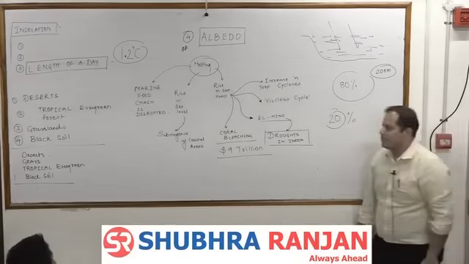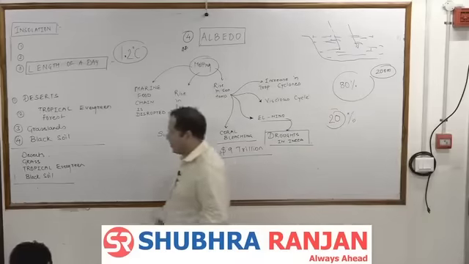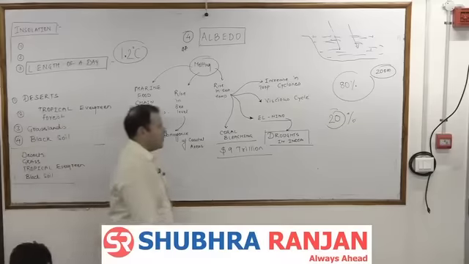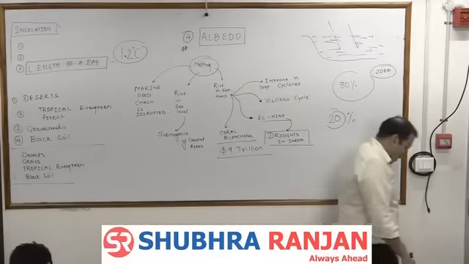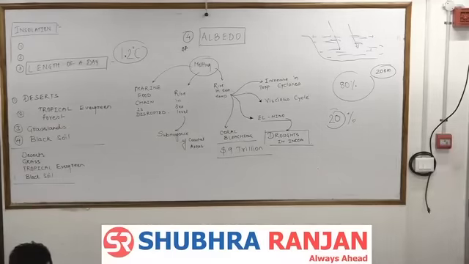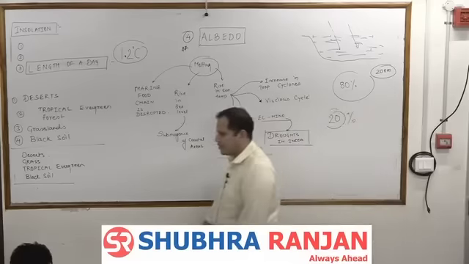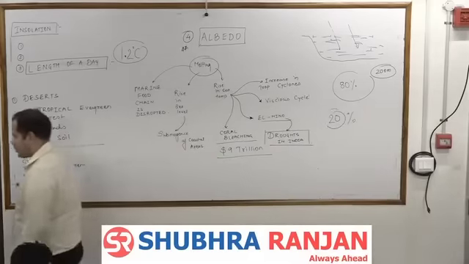So you can take down one statement here. In general, the albedo increases from equator towards the poles.